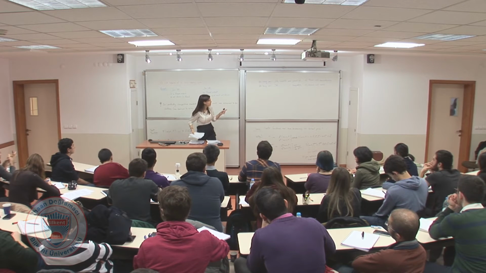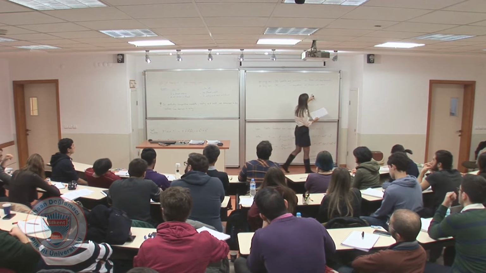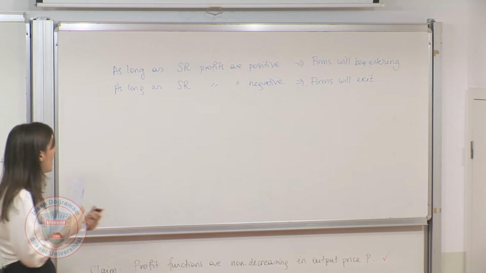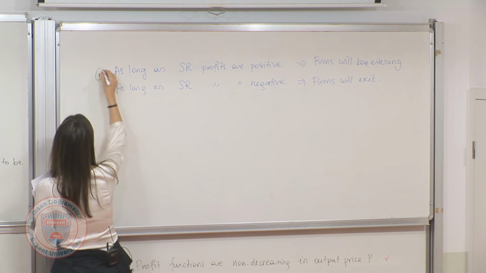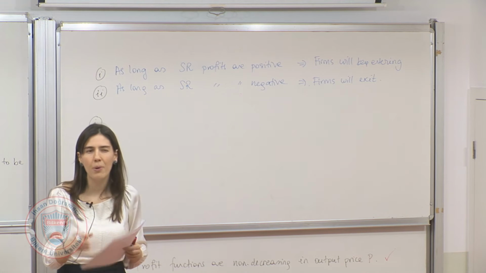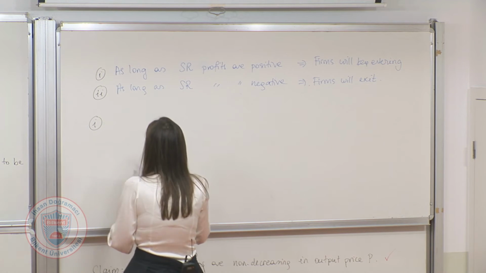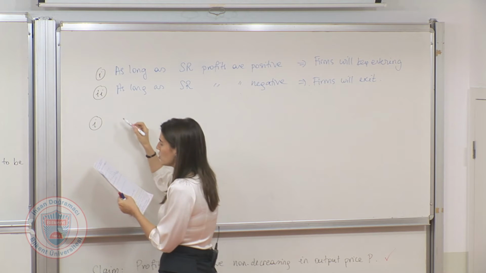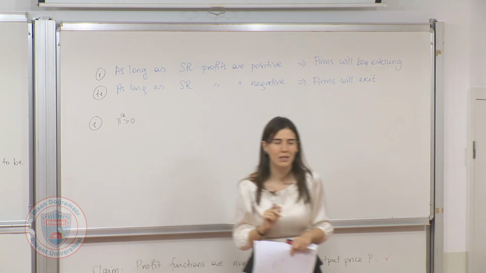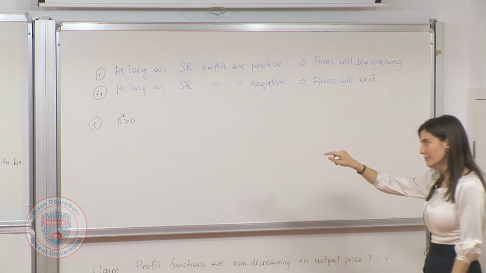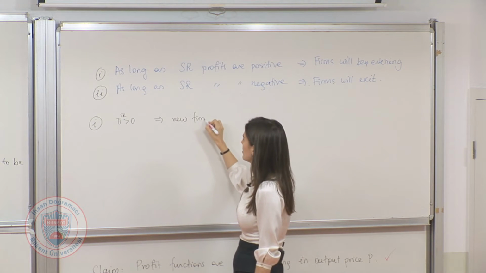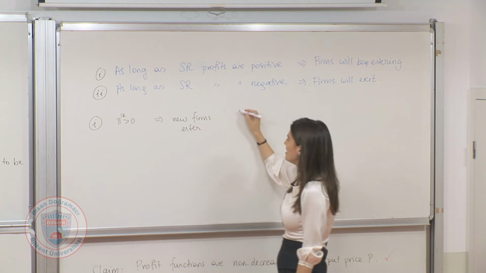So let's see. What is that? We said that as long as these are negative, firms will exit, okay? So exit the industry or enter the industry. So let's actually have this. This is I, this is double I. So what's going to happen, right? Suppose profits are positive. So suppose short run profits are positive, new firms enter. Okay? So what's going to happen?